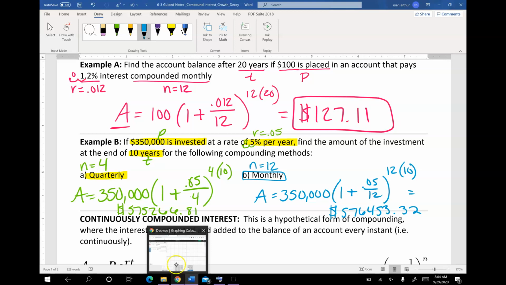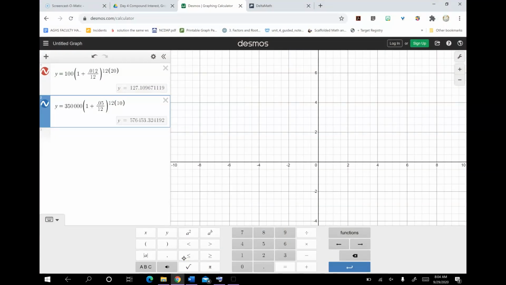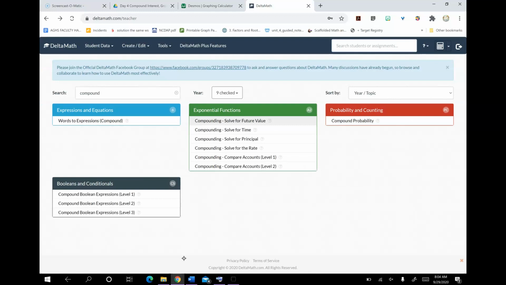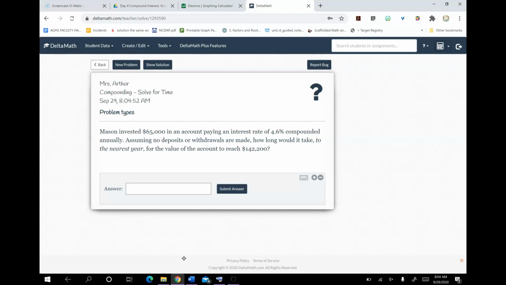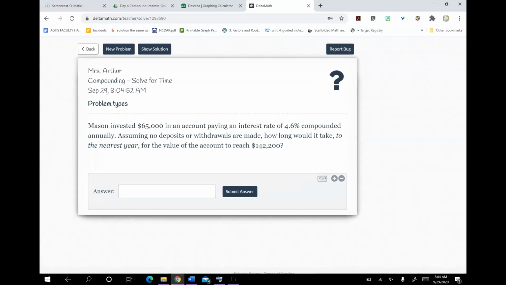So you're going to have a Desmos activity assignment, as if it's fun, right? All right. So we're going to be doing different ones. We've already solved for future amount. That's what we just did. Okay. So let's solve for time. All right. So we're going to screenshot.